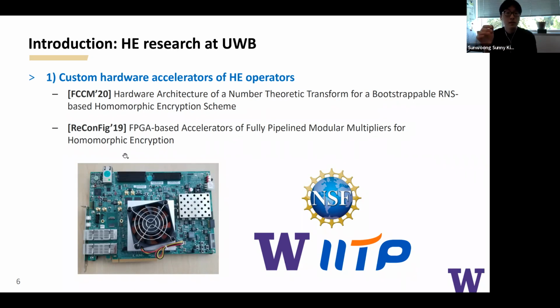For example, I proposed custom hardware architectures of the number theoretic transform, which is one of the critical operators in homomorphic encryption, and which is a variant of FFT, the fast Fourier transform. Also, I proposed hardware architectures of fully pipelined modular multipliers for homomorphic encryption. Actually, this is my main research topic, and it is supported by multiple sponsors, such as NSF.